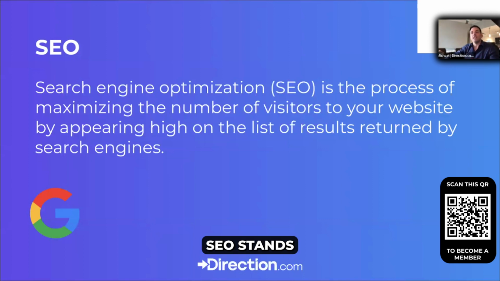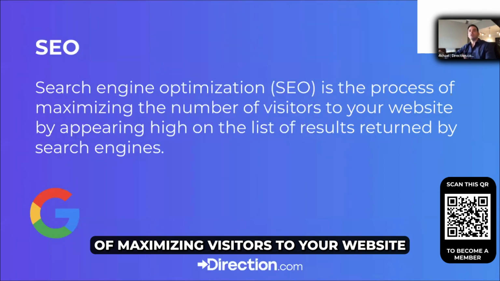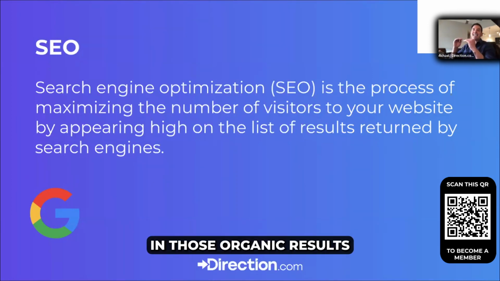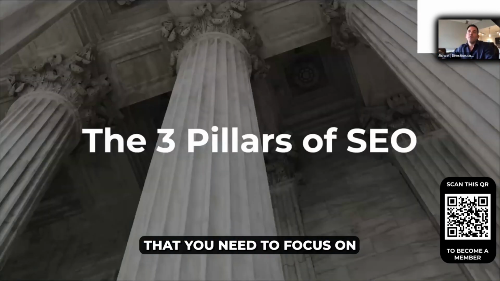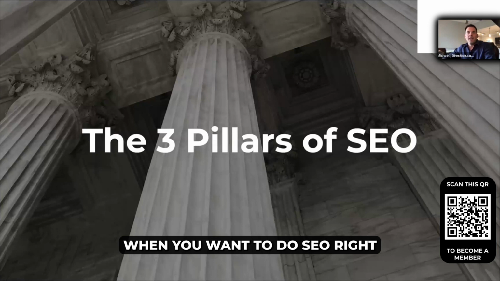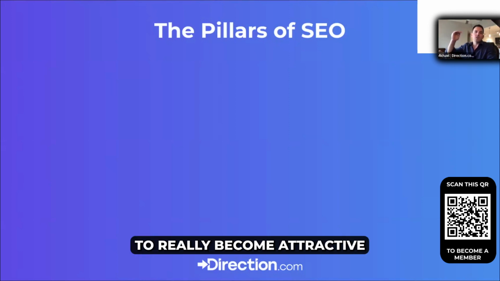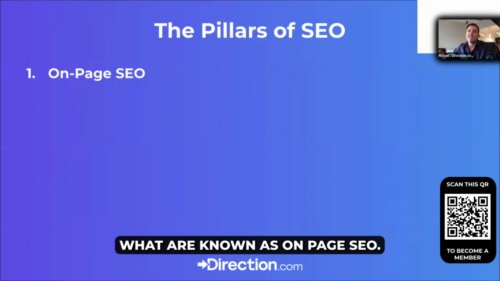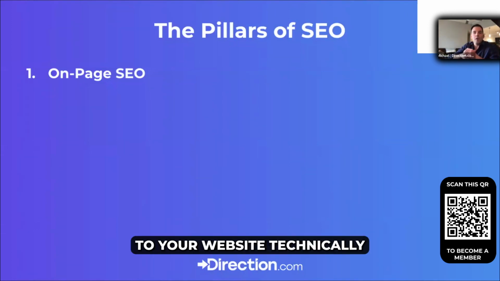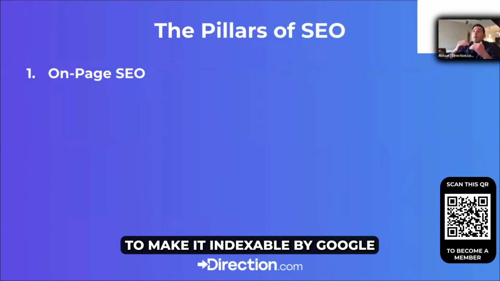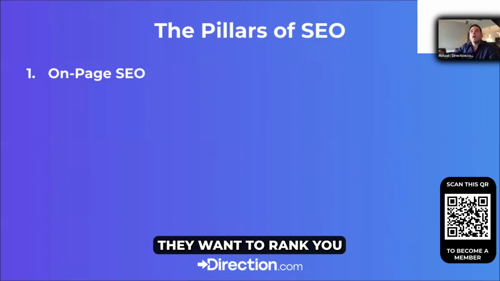SEO stands for search engine optimization. This is simply the process of maximizing visitors to your website by appearing high in those organic results on search engines like Google. And there are really 3 pillars that you need to focus on when you want to do SEO right. There are a number of different technical factors to get your website to become attractive in Google's eyes, and these are what are known as on-page SEO. These are basically making adjustments to your website technically to make it indexable by Google and to signal to Google that they want to share your website.